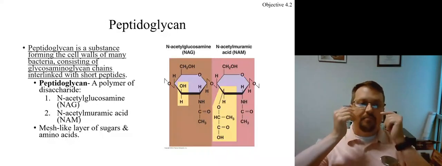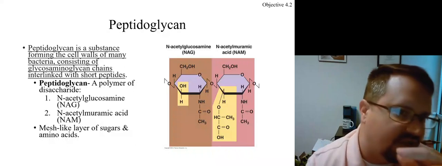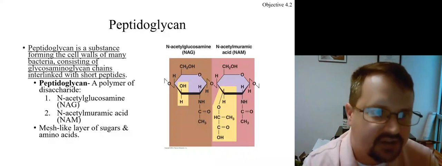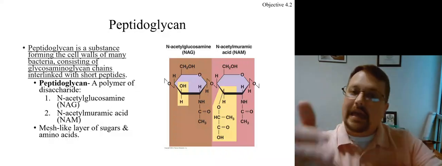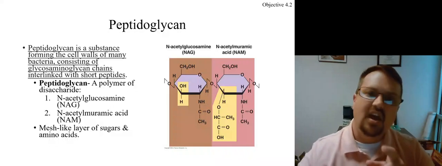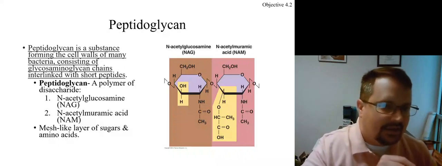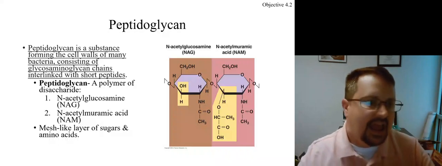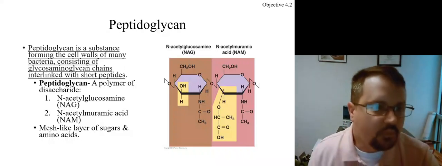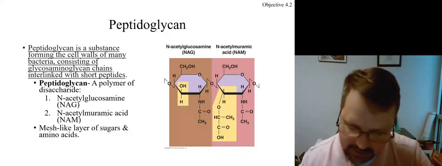Alright, so peptidoglycan is the molecule that's there. It is a disaccharide. This peptidoglycan is in the cell walls of bacteria. It has what we call glycosaminoglycan chains interlocked with peptides, so it is chemically complex. It's a polymer of a disaccharide, and there are many of these disaccharides. The two molecules that make it up are NAM and NAG. NAM is N-acetylmuramic acid, and NAG is N-acetylglucosamine. This mesh-like layer of sugars and amino acids makes up our peptidoglycan.